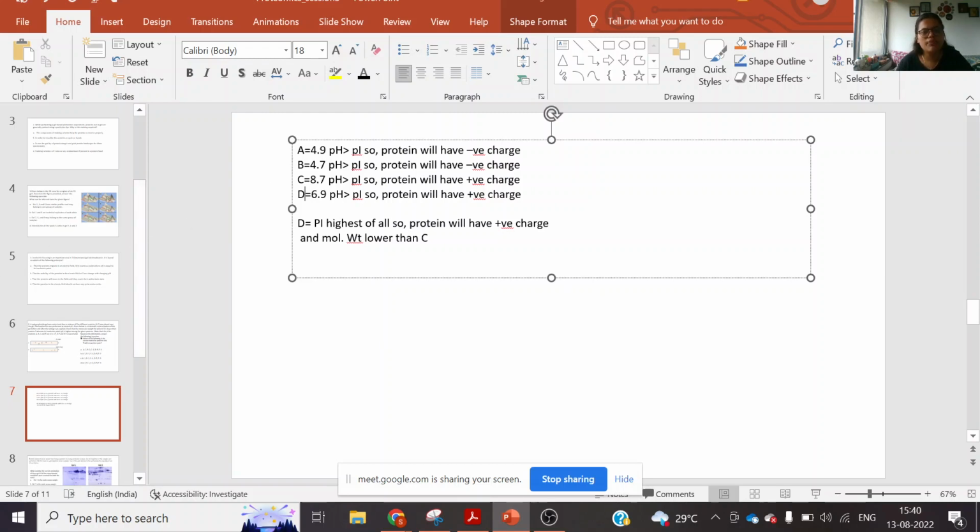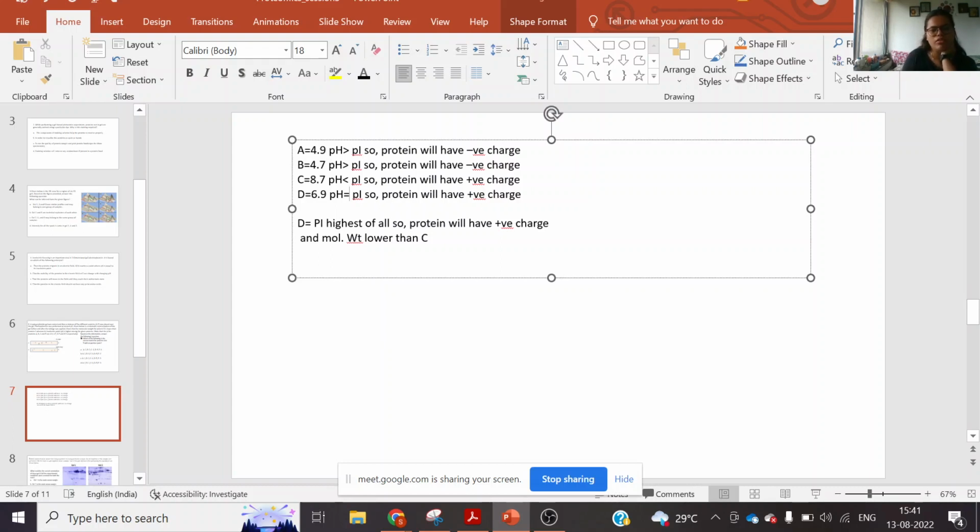For protein C, pH is greater, so I have to correct this. Sorry, pH is less than pI. 8.7 is given, which is greater than pH. Sorry, pH is 7 and your pI is 8.7. So your pH is less than pI, so your protein will take a positive charge. And here it is almost equivalent.